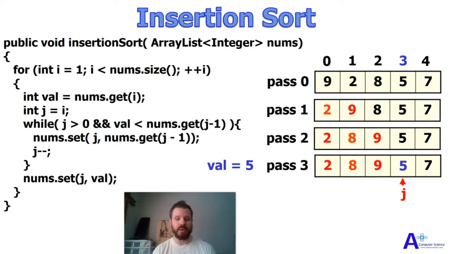What we're going to do is set what's at j, so num at j, to the previous element, in this case the 9, and then we're going to move our j down by 1 and continue that inner loop. Okay, j is still greater than 0, and val is still less than what's at j minus 1, which is 8. So once again we're going to remove what's at j and set that to what's at j minus 1, in this case the 8. And then again, j goes down by 1.